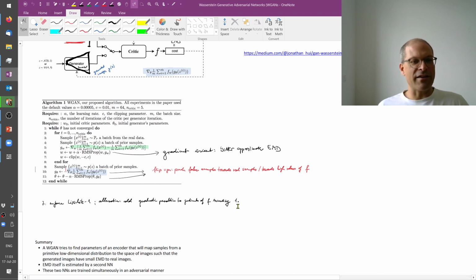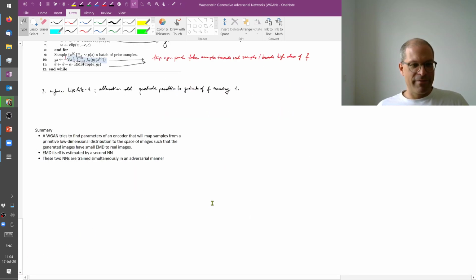Okay, then as a technicality, in this original paper, Arjovsky, to enforce this Lipschitz 1 condition, clipped the weights of the neural network. Later it turned out that it's numerically better behaved if you add a penalty on the gradients of f being larger than 1 anywhere.